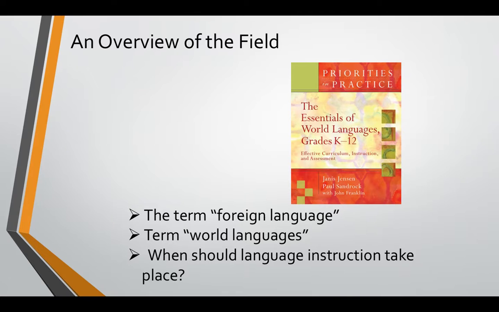The book starts off by addressing the term foreign language, which was the term that was used back when we were in school to address second language education. But the term foreign language failed to reflect the interconnectedness of the world's people, their language, and their culture. So this term was dropped, and the term that is now used in schools is world languages. And this term has been adapted to reflect a world where people and cultures are in a constant state of movement and interaction.